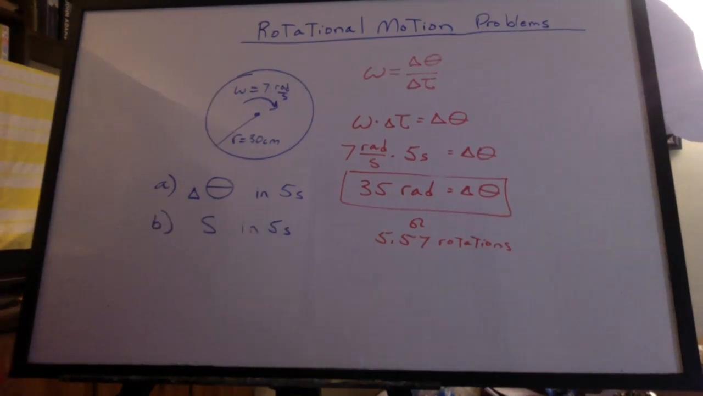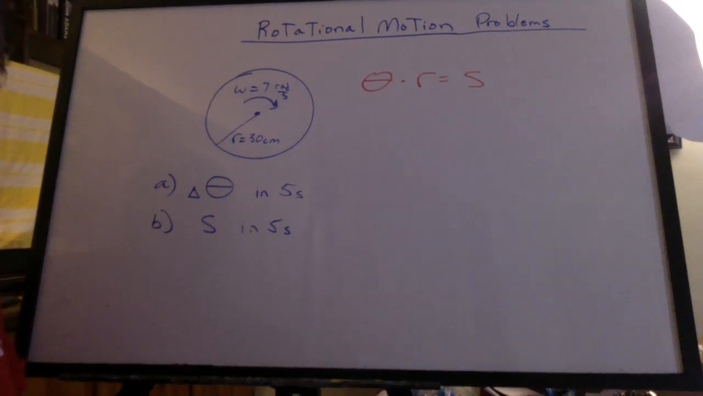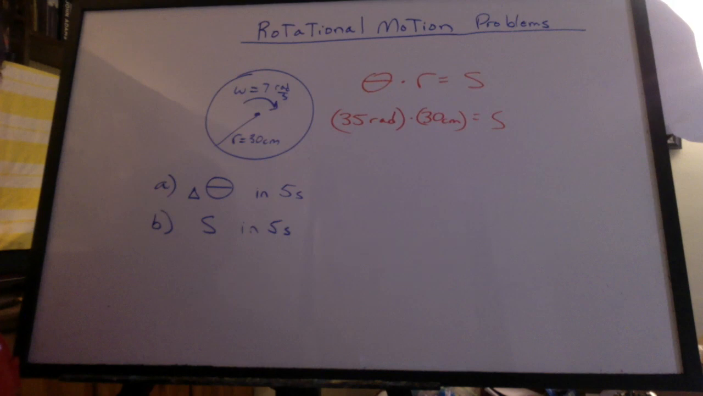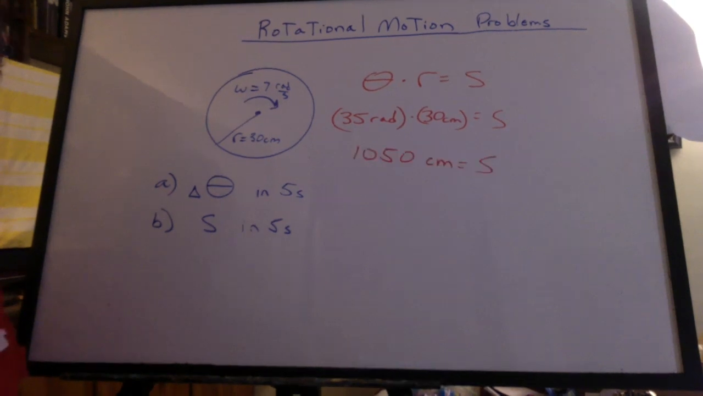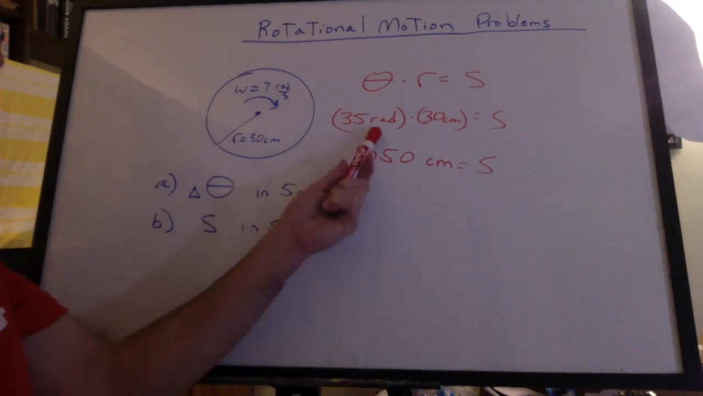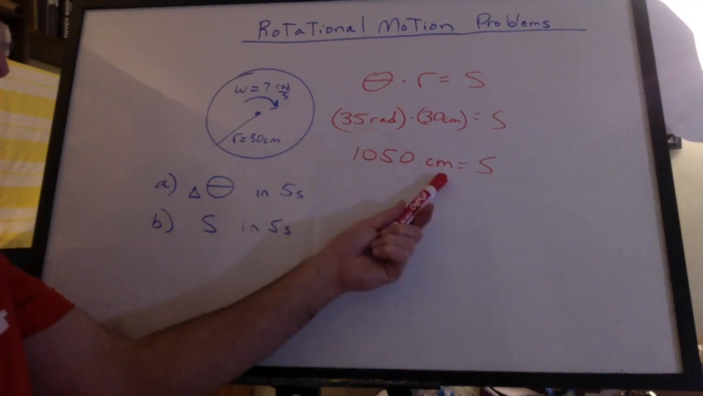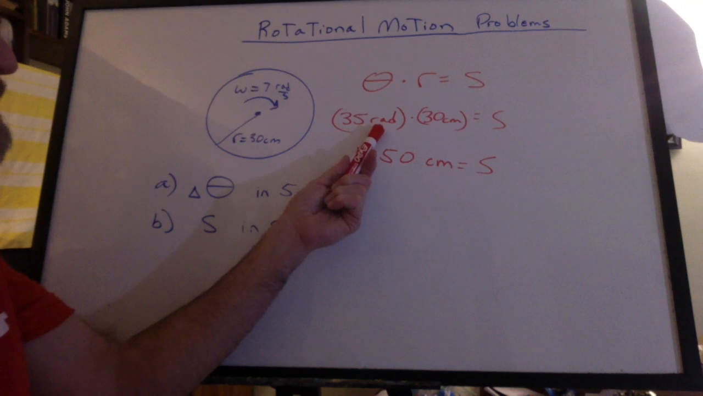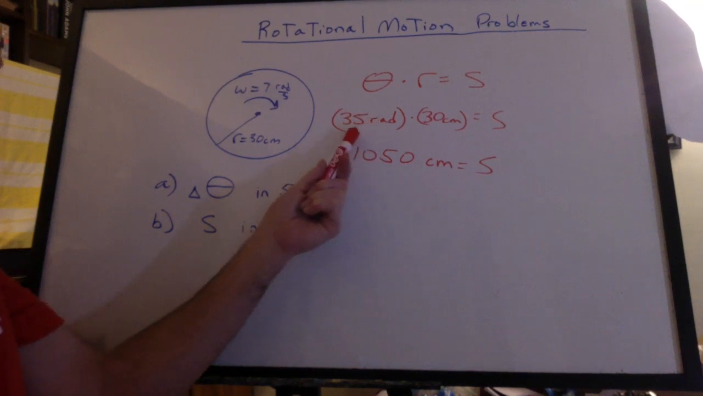Now let's find the arc length traveled in 5 seconds. Theta times r equals s. Plugging in the values, we get 1,050 centimeters. Remember now, radians does not belong in the answer. Radians is what we call an assumed unit. It doesn't really exist. It's just a way of telling us that we're measuring the angle as a ratio of the arc length to the radius.